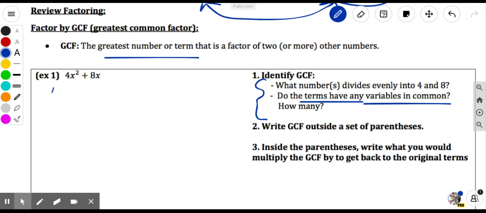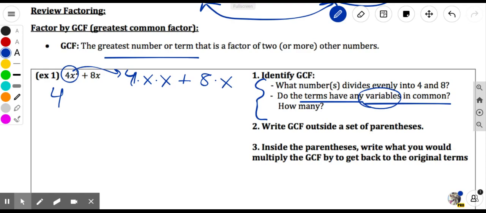So 4 is going to be the number that goes into both of them. And then you want to look at, do they have any variables in common? Notice that this term has 2 x's. This is really written as, I can write it over here, 4 times x times x. That's really what that means, 4x squared. And then 8x is just 8 times x.